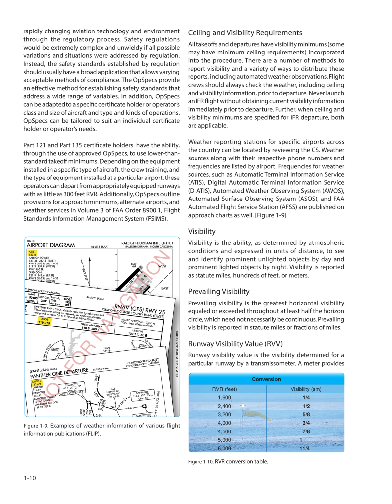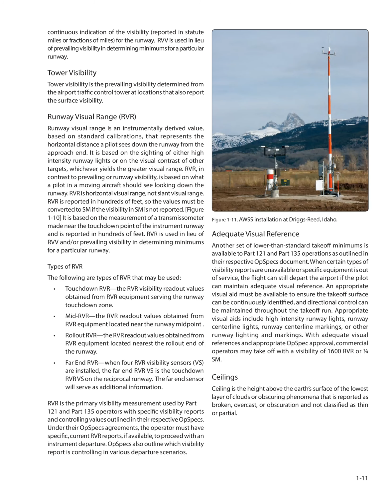Runway visibility value, RVV. Runway visibility value is the visibility determined for a particular runway by a transmissometer. A meter provides continuous indication of the visibility, reported in statute miles or fractions of miles, for the runway. RVV is used in lieu of prevailing visibility in determining minimums for a particular runway. Tower visibility. Tower visibility is the prevailing visibility determined from the airport traffic control tower at locations that also report the surface visibility.